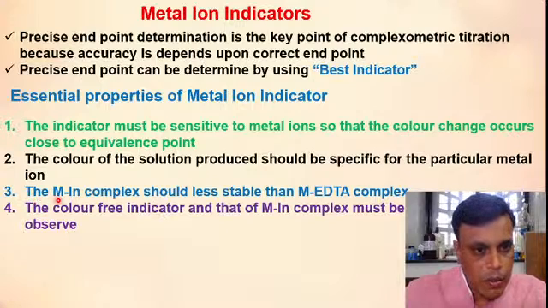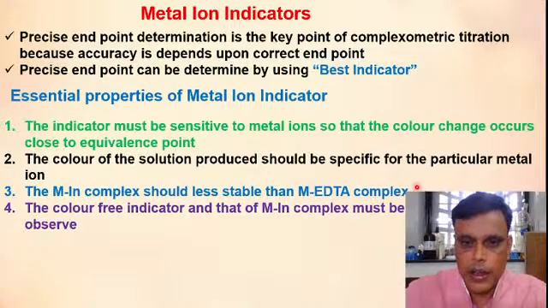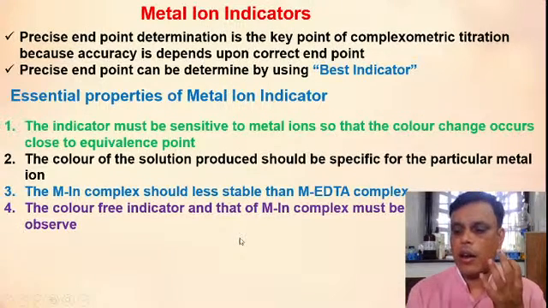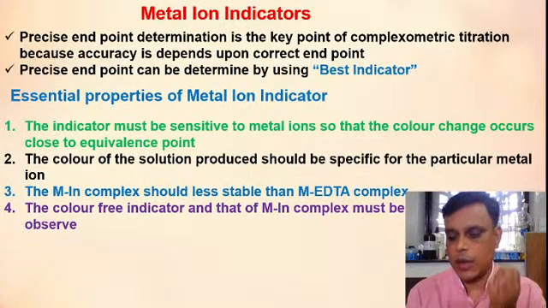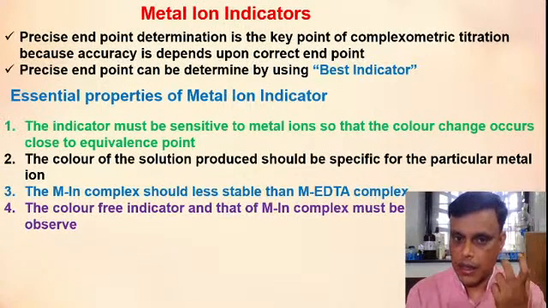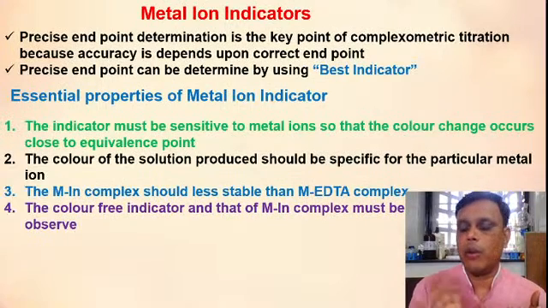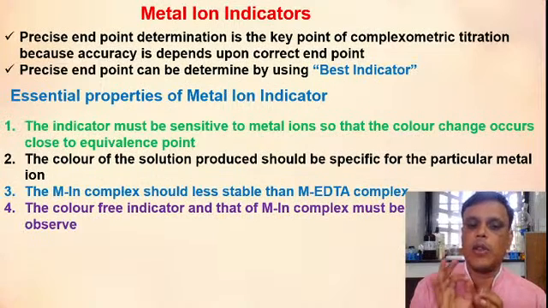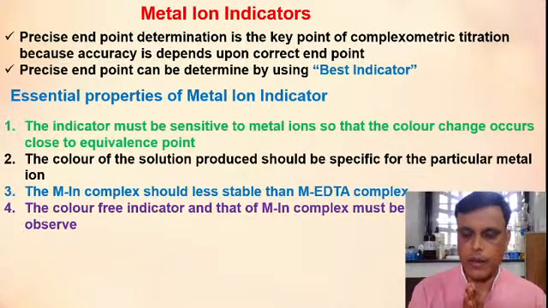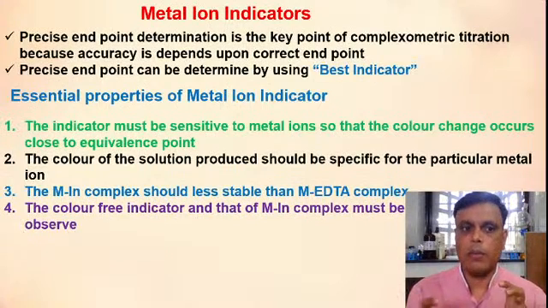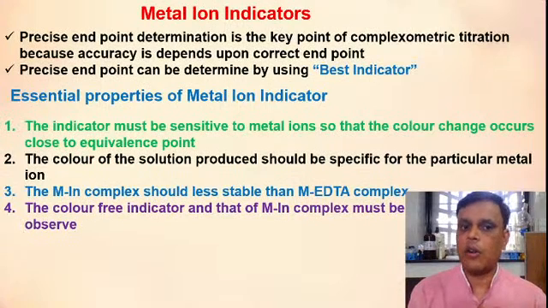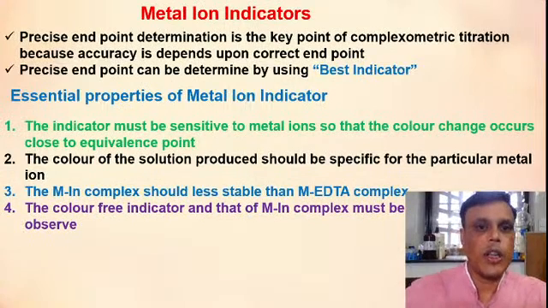Then third property is the metal ion complex should be less stable than metal EDTA complex. This is a very important property of the metal indicator. क्या metal और indicator का जो complex है वो less stable होना चाहिए, because अगर वो stable है तो what will happen? The metal EDTA complex will not get formed. ठीक है, so the metal indicator complex should be less stable than the metal EDTA complex. क्योंकि मेटल आयन इंडिकेटर को ब्रेक होना पड़ता है, और जब मेटल आयन इंडिकेटर कॉम्प्लेक्स ब्रेक हो जाएगा तभी तो मेटल EDTA कॉम्प्लेक्स फॉर्म हो जाएगा. So the metal indicator complex should be less stable than the metal EDTA complex. ठीक है, this is the third important property of metal ion indicator.